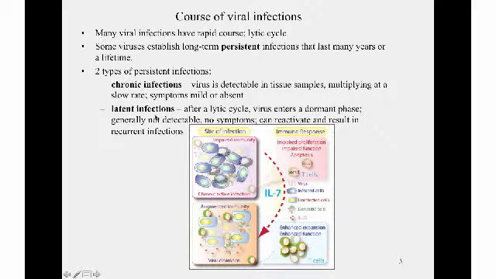And there are two different types of persistent infections, chronic and latent. In the case of a chronic infection, the virus is detectable in tissue samples and it multiplies at a very slow rate. The symptoms are mild or absent. An example of this would be hepatitis virus. Versus latent infections, where after the lytic cycle, the virus enters a dormant phase, and at this point it's generally not detectable. There are no symptoms, but it can later be reactivated and result in recurrent infections. An example of this would be some of the herpes viruses.